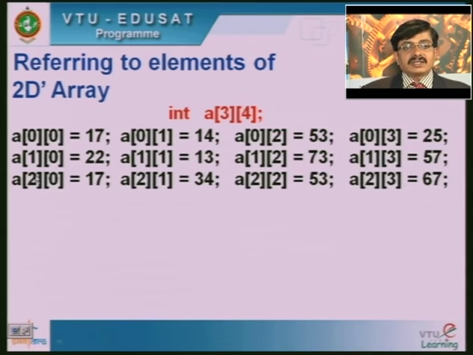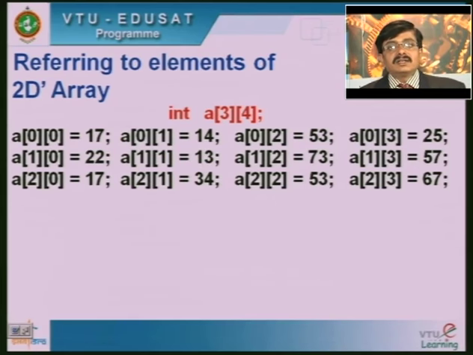Similarly, we have the first row and the second row, altogether 3 rows, and the last element will be a of 2, 3. Here a of 2 means the last row and the last column is 3. So a of 2, 3 is 67. Likewise, individually we can assign the values explicitly.